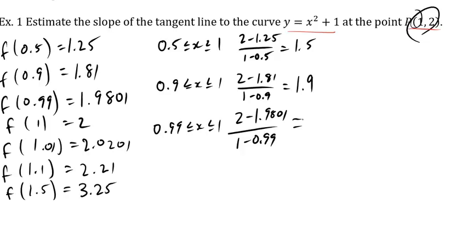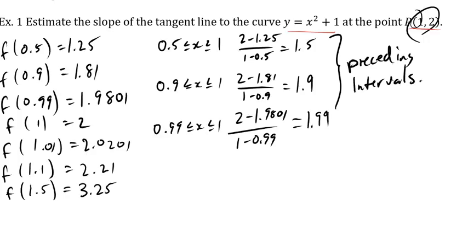Who's got it? 1.99. What's the slope approaching? What's it getting closer to? Roman? 2, right? Doesn't it look like it's getting closer and closer and closer to 2? You can kind of see it happening. These were preceding intervals. We're not done yet. That was just under half the process.